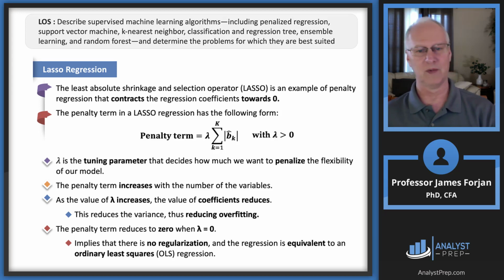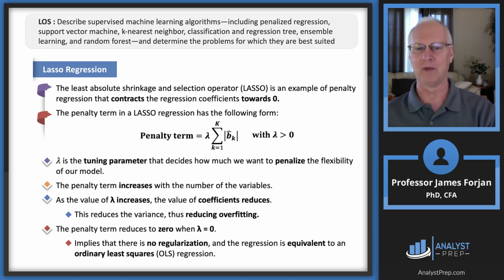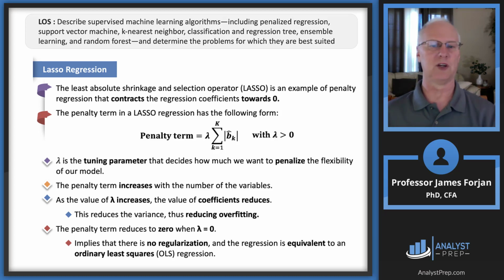The penalty term has to increase with the number of variables, of course. And so here, this is a great exam question. As the value of lambda increases, the value of the coefficients reduces. And so the consequence, of course, is that we have a lower variance, and this reduces overfitting. So that's a great slide to help you answer the question about lasso, about lambda, and about overfitting. And if you remember the reduction in variance, I think you'll be okay on those questions.